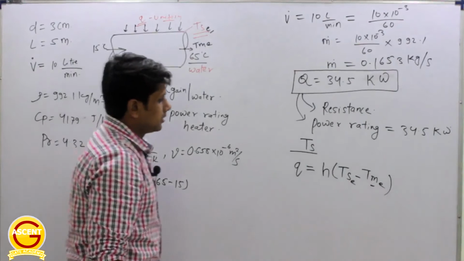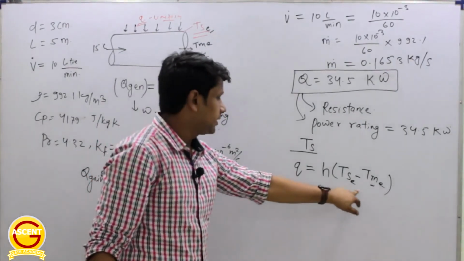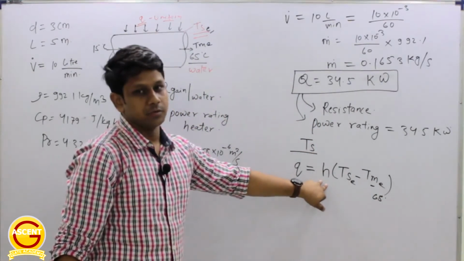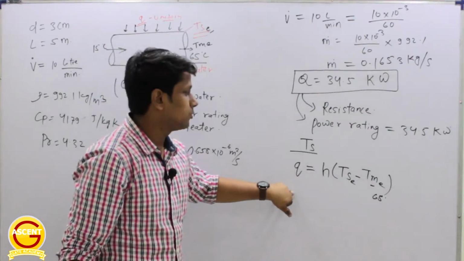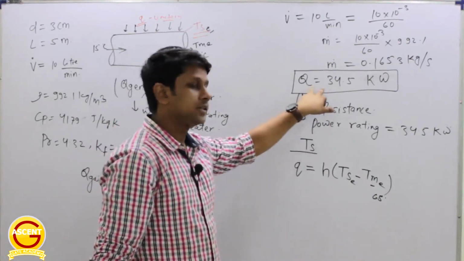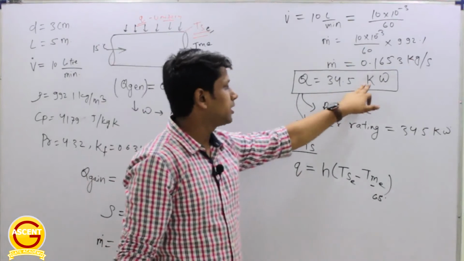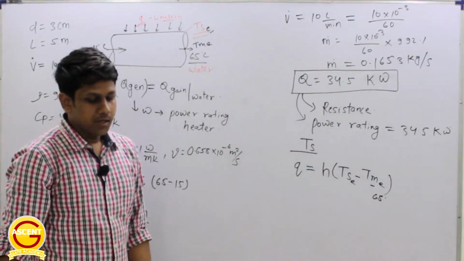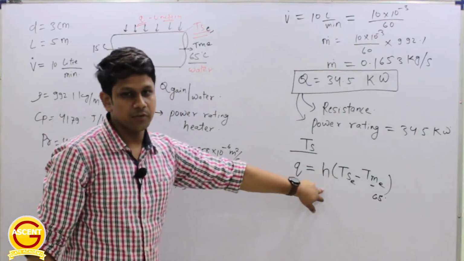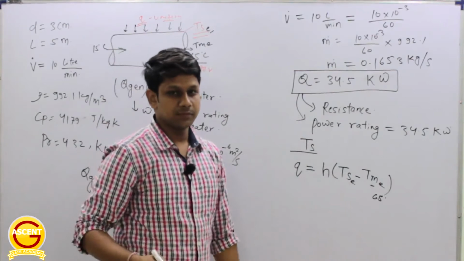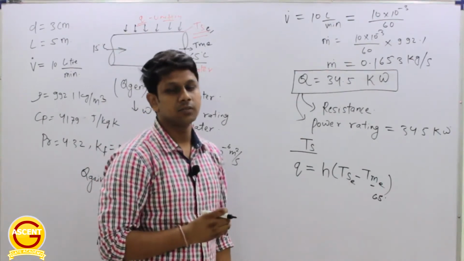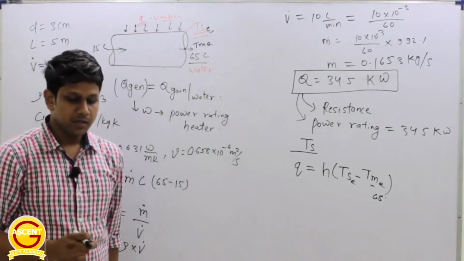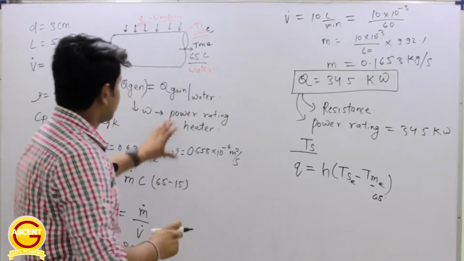Right, so here TSE we have to calculate, TME we already know it is 65, this H is unknown, this Q also we know. Right, what will be the value of Q? We know it in kilowatt, and this is heat flux, so kilowatt divided by meter square, so it will become our heat flux. Right, and to calculate this heat transfer coefficient, what we have to do? We should know the Nusselt number. From the Nusselt number we can calculate the heat transfer coefficient, and first of all we should know the equation of Nusselt number. Okay, so this is the first part of question.